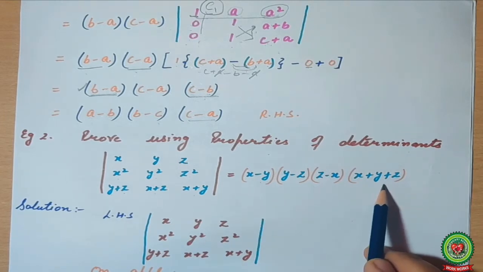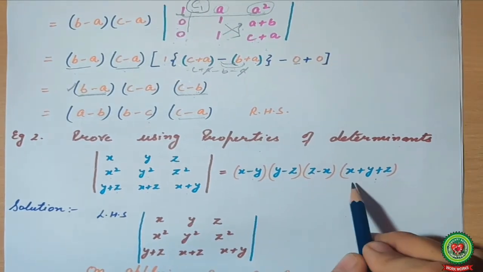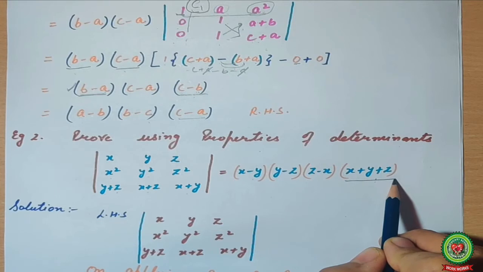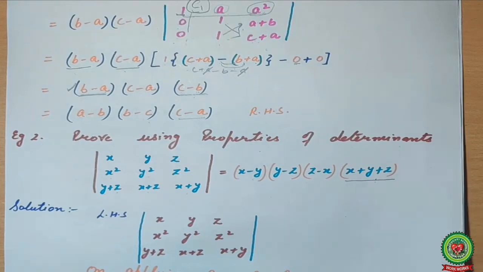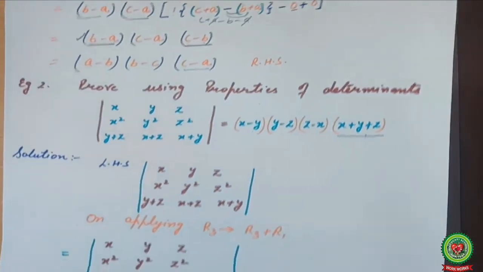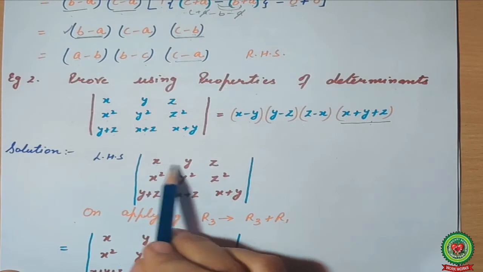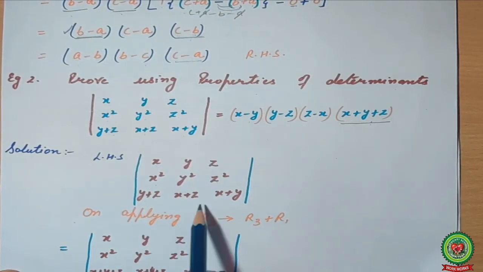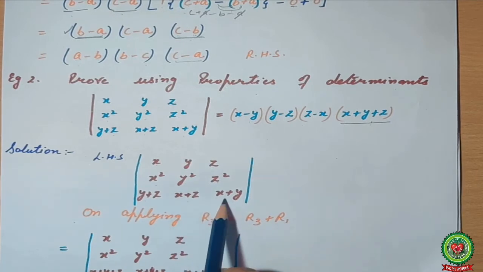By taking the right hand side, you can see that one full term, x plus y plus z, is there. That means that x plus y plus z will be the common part here. Okay. Now, we will proceed with the left hand side. X, y, z, x square, y square, z square, y plus z, x plus z, x plus y is there.